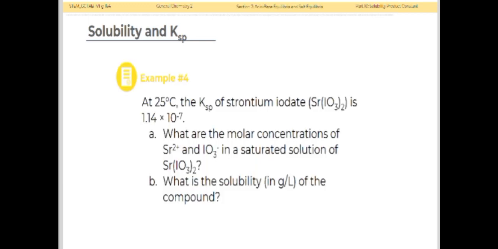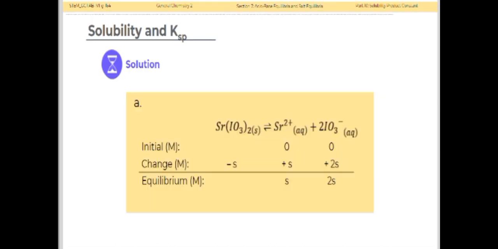Example number 4. At 25 degrees Celsius, the Ksp of strontium iodate is 1.4 times 10 raised to negative 7. A. What are the molar concentrations of strontium and iodate ions in a saturated solution of strontium iodate? And B. What is the solubility in grams per liter of the compound?